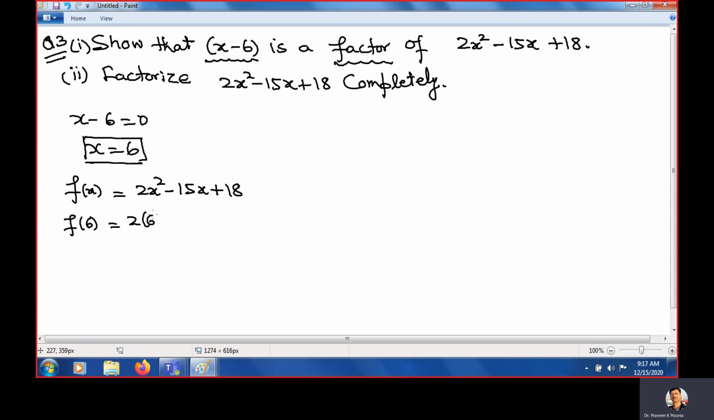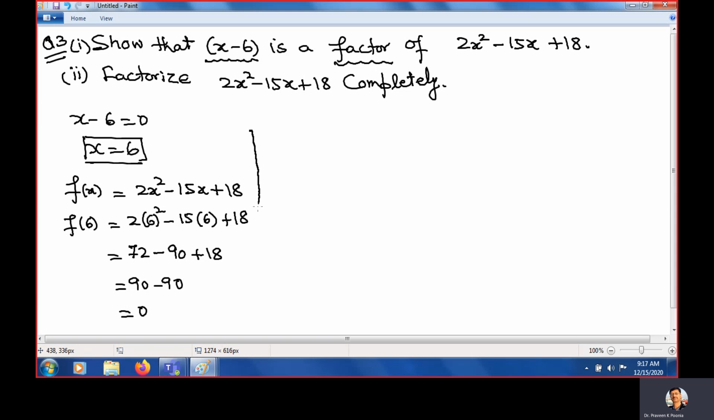It is 2 times 6 power 2 minus 15 times 6 plus 18. 6 power 2 is 36, 36 times 2 is 72, minus 15 times 6 is 90, and plus 18. 72 plus 18 is 90, minus 90. It is 0. Clear?